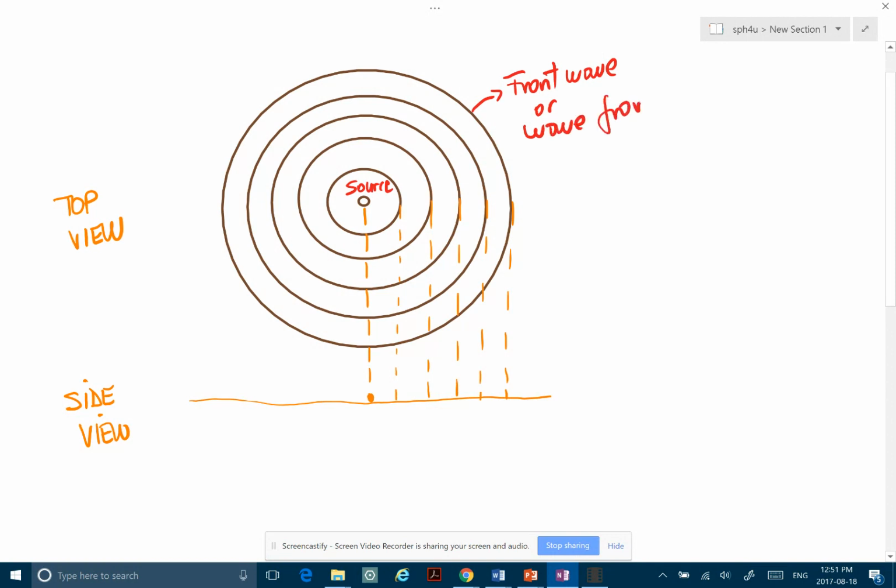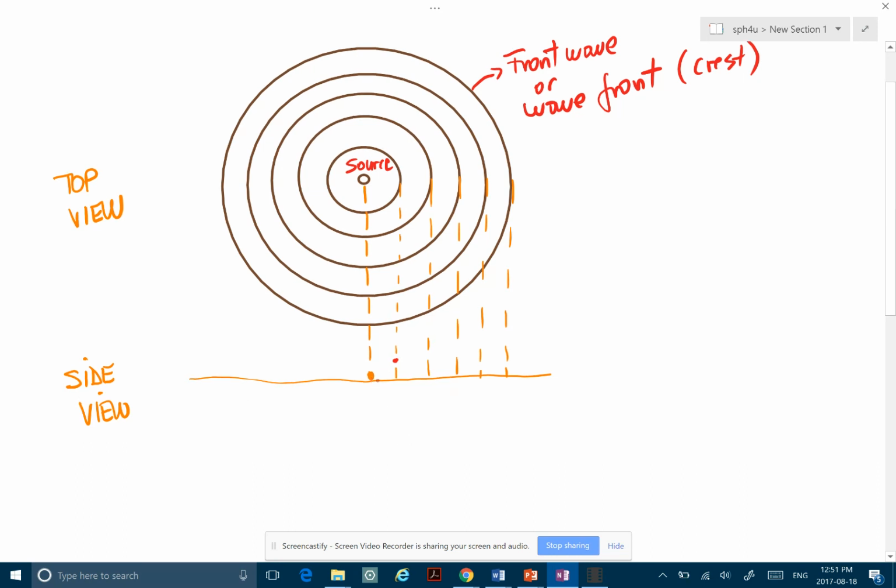These concentric circles, by the way, we call them front waves or wave fronts, whichever term you come upon. A front wave pretty much is a crest on a one-dimensional wave. So now that we know that, here is the source, which is transmitting, and then here we're going to have a crest, and somewhere in between we'll have a trough, right? So it's like this, and then like that, and so on and so forth. So this is what this wave would look like in two dimensions.